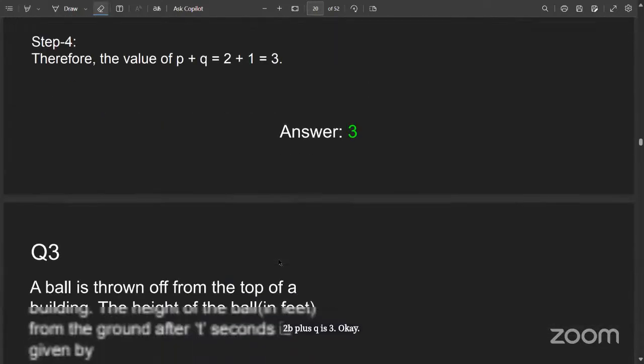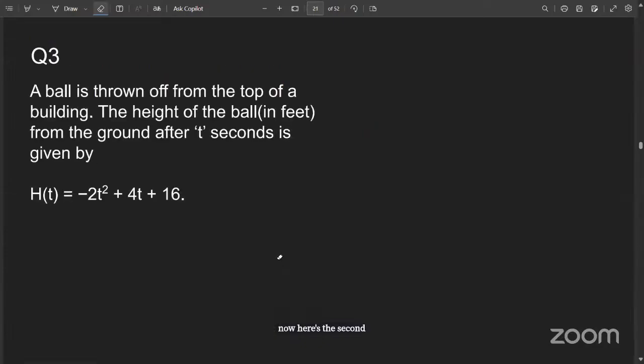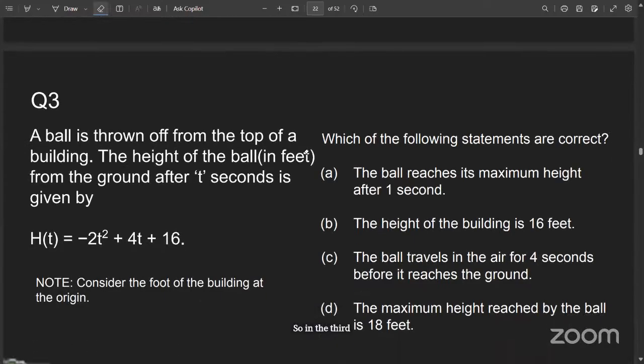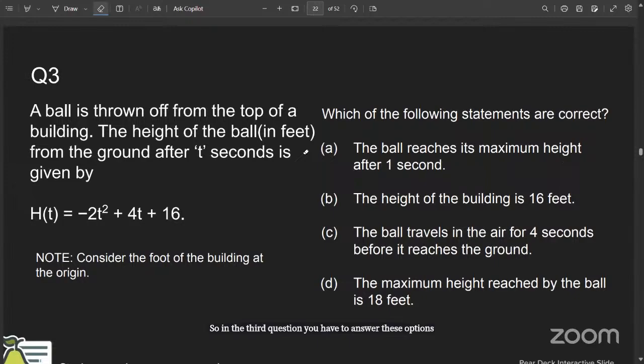Now here's the third question. In the third question, you have to answer these options. Which of the following statements are correct? I'll give you guys 4 minutes, say until 8:20. You can take 5 minutes if needed, until 8:25.